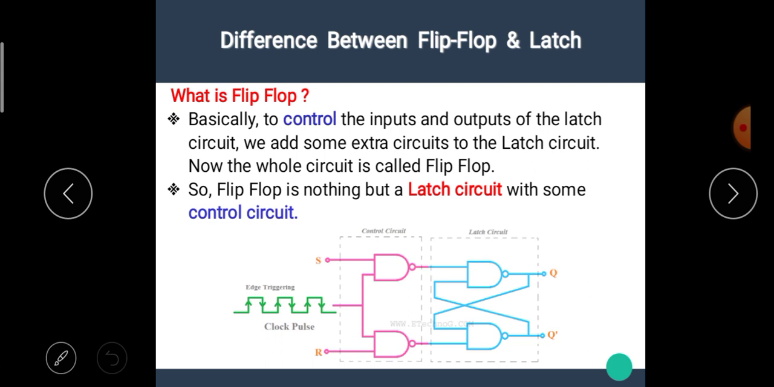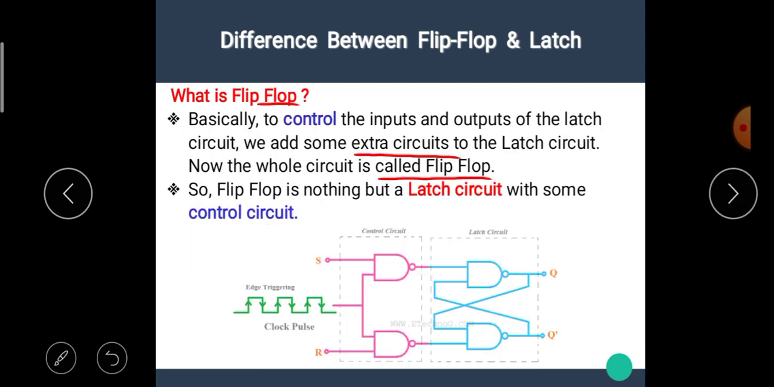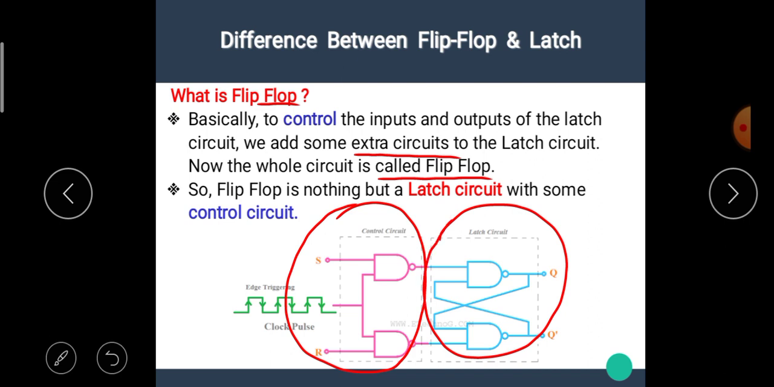What is flip-flop? Basically, to control the inputs and the output of the latch circuit, we add an extra circuit to the latch circuit. Now the whole circuit is called a flip-flop. That means we know that this is a simple latch circuit, and if we connect here some control circuit, then it becomes the flip-flop. This is the control circuit connected here, and this is the simple latch circuit. So flip-flop is nothing but a latch circuit with some control circuit.